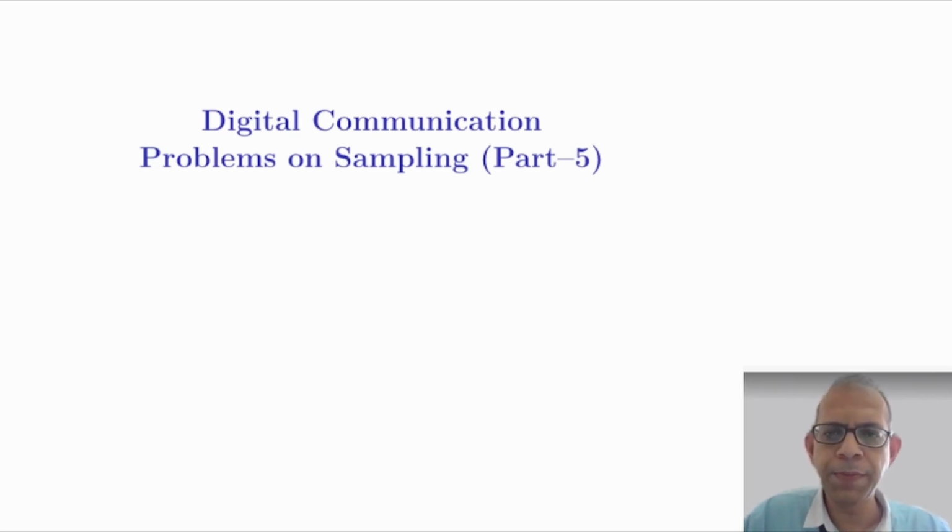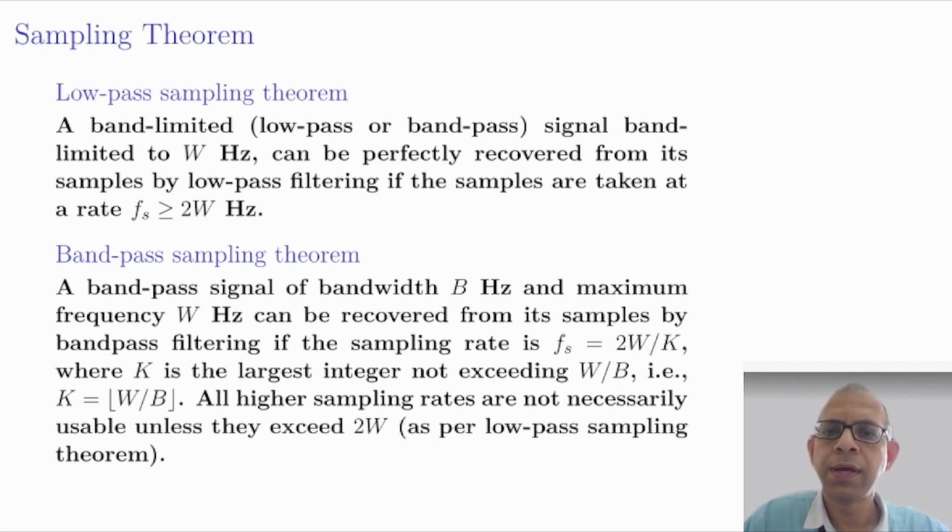Before we go for the problem, let us first recollect the statements of low-pass and bandpass sampling theorem. As per low-pass sampling theorem, a band-limited signal, which may be a low-pass signal or a bandpass signal, which is band-limited to W Hz, can be perfectly recovered from its samples by low-pass filtering if the samples are taken at a rate greater than or equal to twice the maximum frequency of the signal.